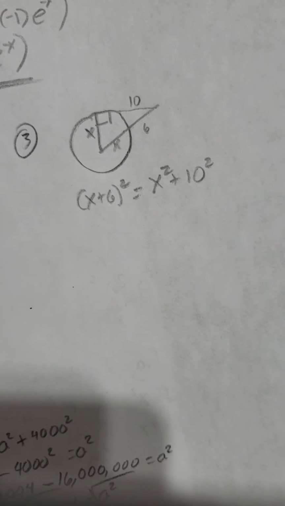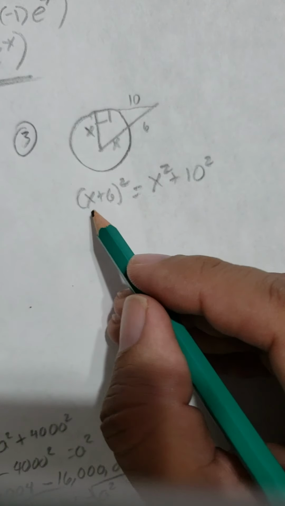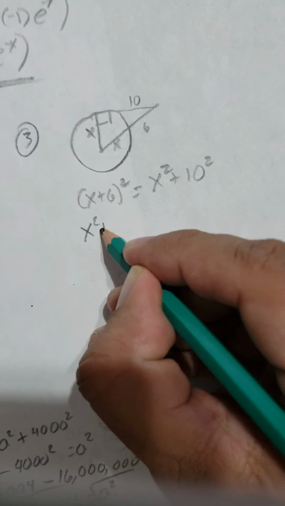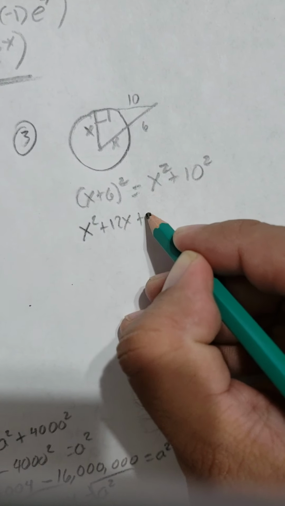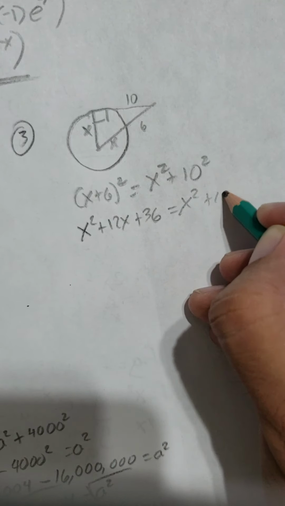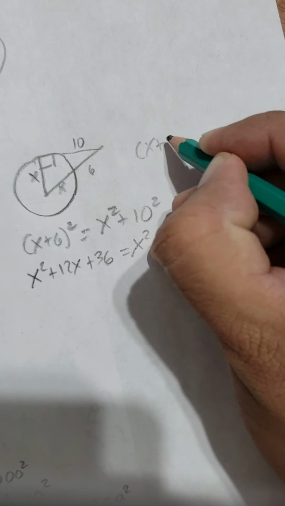Now, here we have to do FOIL, or use the special product, that will be x second power plus 12x plus 36 equals x second power plus 10 squared. If you don't remember the special products, you may always do FOIL.